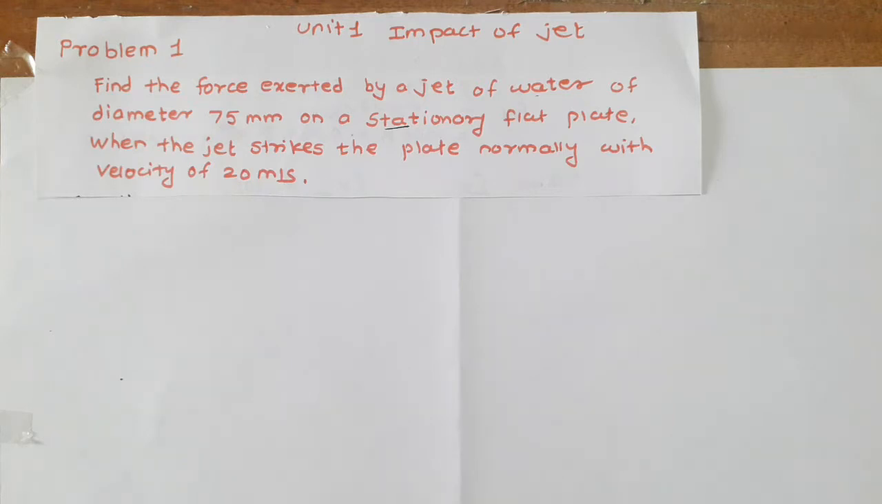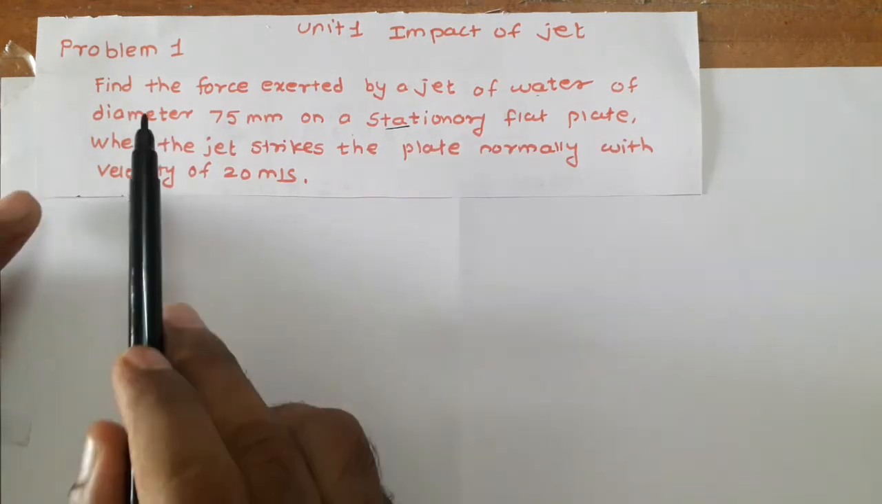So the first problem statement is here. All the problems are simple. You have to read the problem carefully and just find out the type. In the previous session we have discussed vertical flat plate case, inclined flat plate case, curve plate. Curve plate, again in that there are two subtypes: plate is symmetrical and unsymmetrical. So we will solve our first problem.